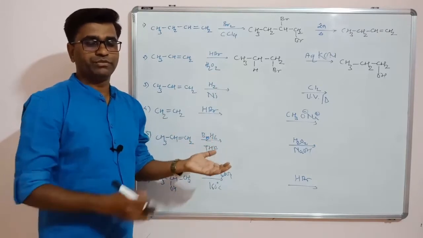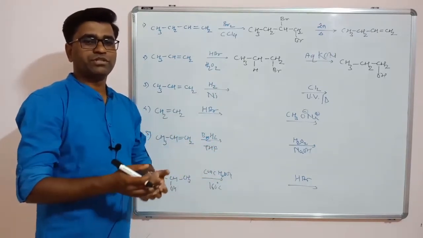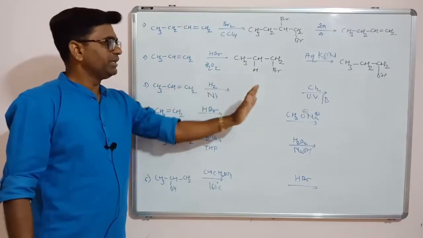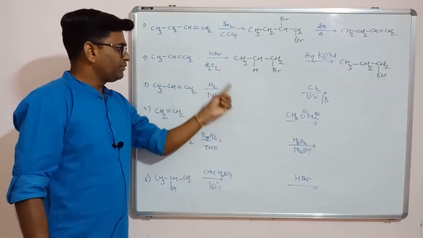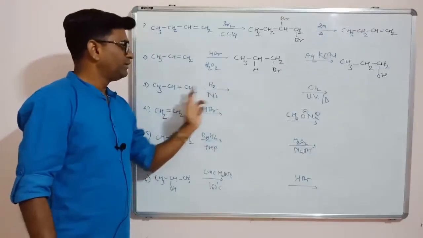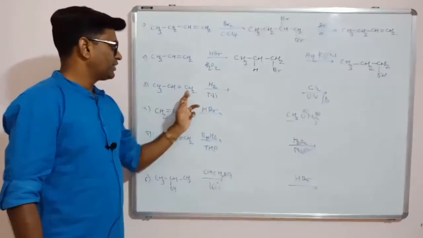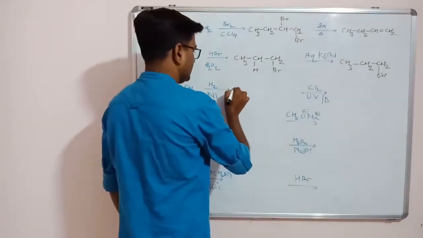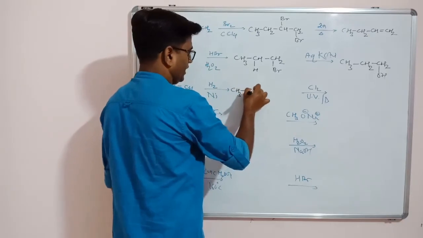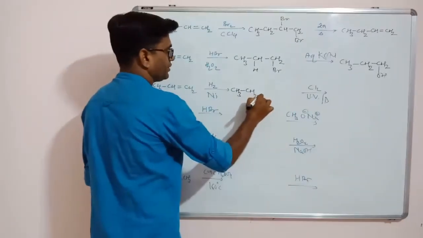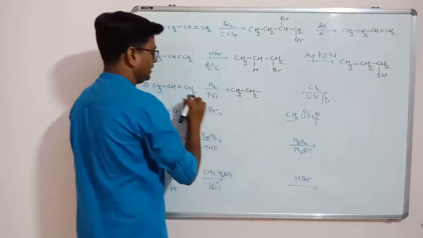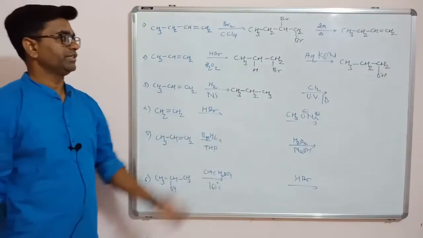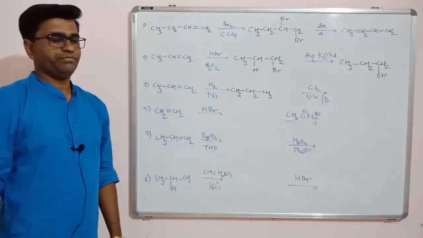Here there is no chance of Markovnikov's rule and anti-Markovnikov's rule because both atoms are the same. So it's a very simple reaction. If this type of reagent is there, then you should write double bond to single bond and to each carbon you have to add one extra hydrogen. So the product will be CH3 CH. Now CH becomes CH2, the double bond becomes a single bond and CH2 becomes CH3. So in this way propane is the product.